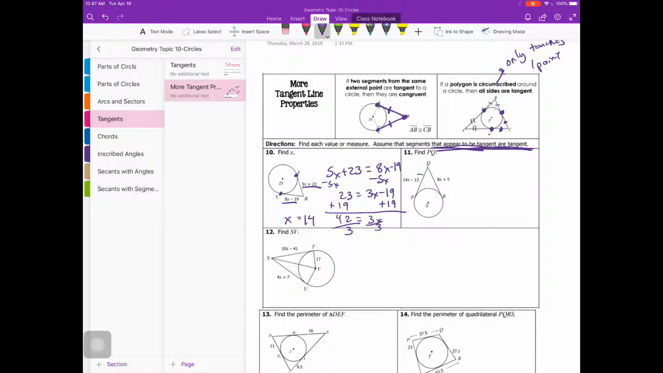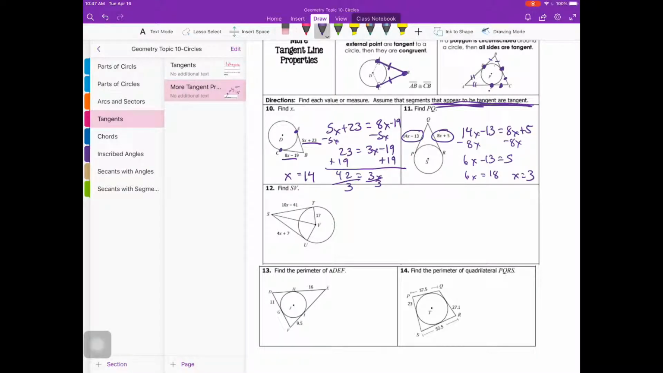And then the same thing here. This is going to be the same as this. So we subtract 8x from both sides, 6x. We add 13. And so x is going to be 3.